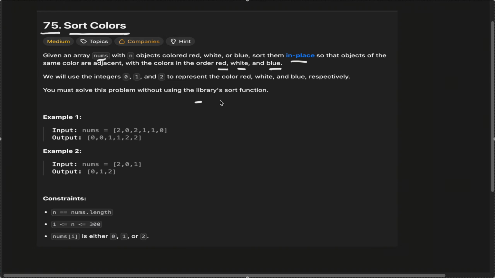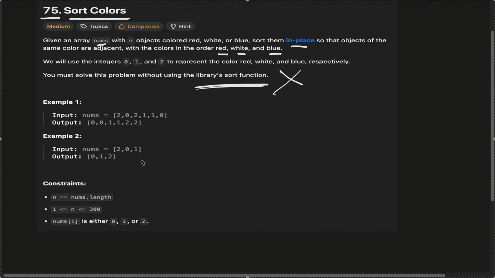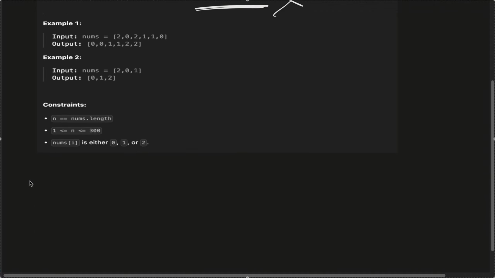So we know that there is already a built-in sort function present in C++ and Java programming languages, but you cannot use the sort function to solve this problem, right? So you cannot apply this approach. What can be the other approach that comes to your mind? One approach that is coming to my mind is approach 1.